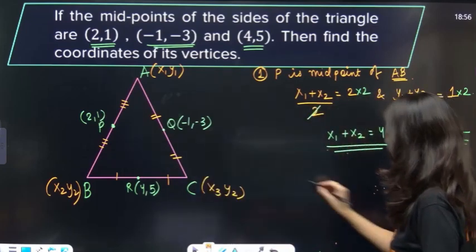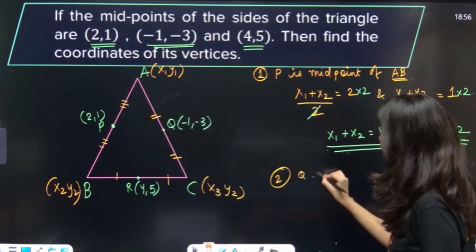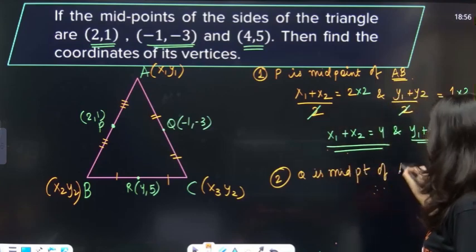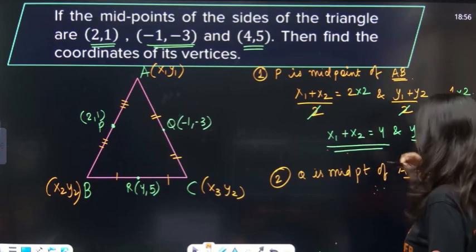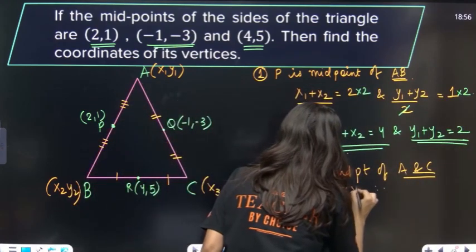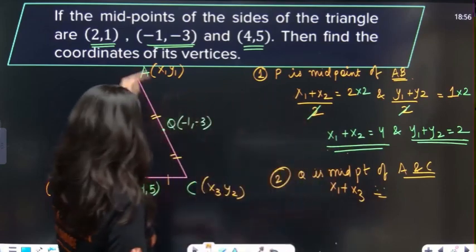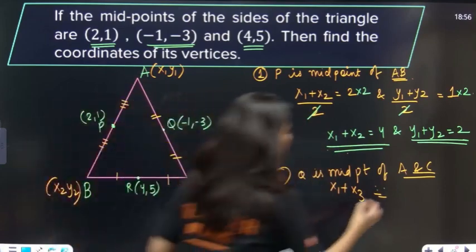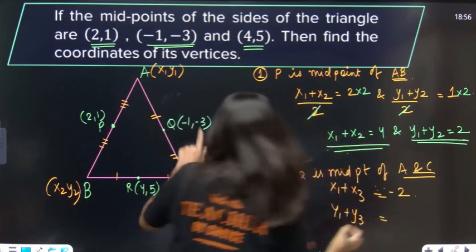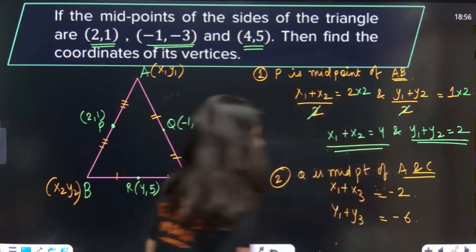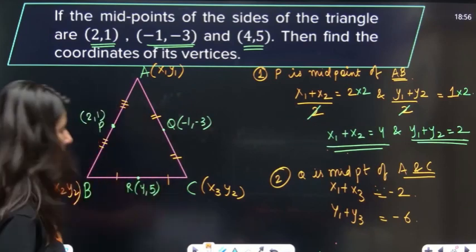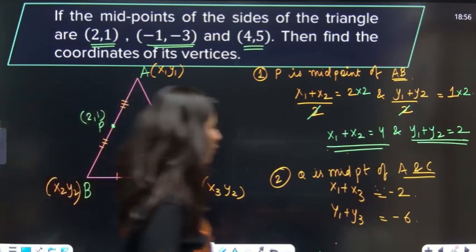Now second thing. Q is midpoint of A and C. Now directly I am going to write, x1 plus x3 by 2 is minus 1. So this is directly minus 2. And y1 plus y3 is double of that, so directly I am writing minus 6. Is it correct? Everybody getting it?